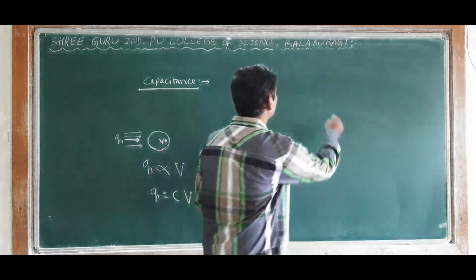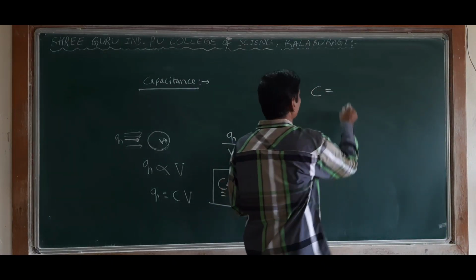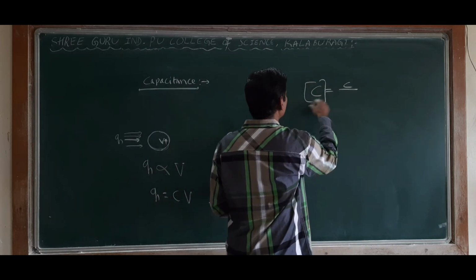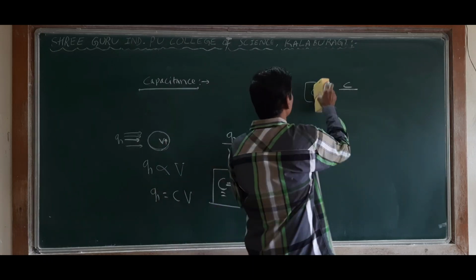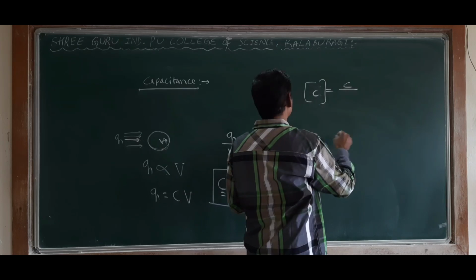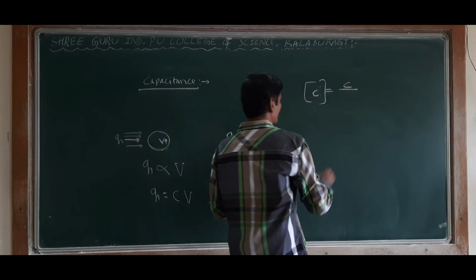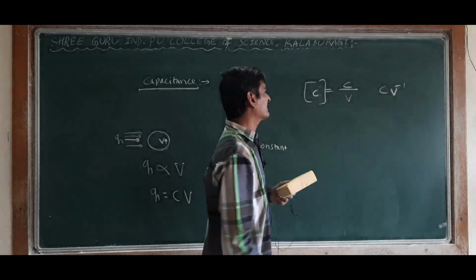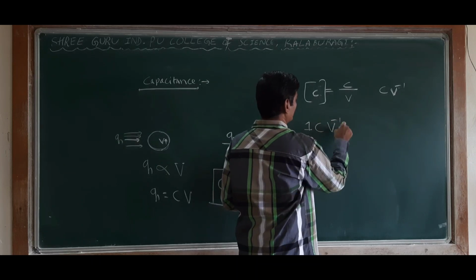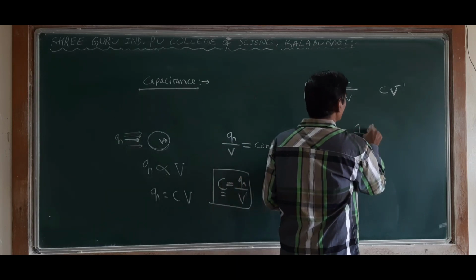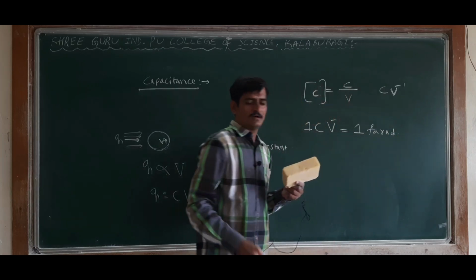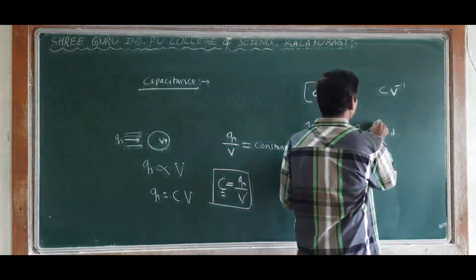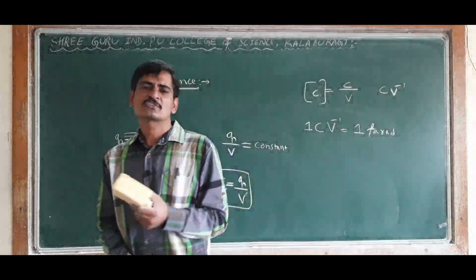Okay. So now, what is the SI unit of capacitance? The unit for charge is coulomb, and the unit for potential is volt. So that is coulomb per volt, and this coulomb per volt is called 1 farad. That is farad, after the scientist's name, Michael Faraday. So the capacitance of a capacitor is measured in terms of farad.